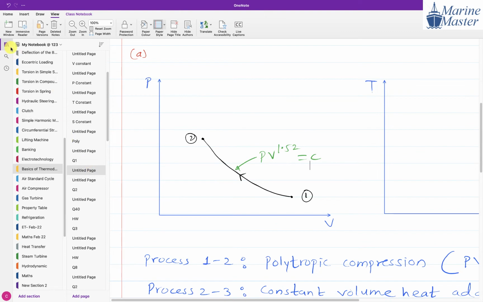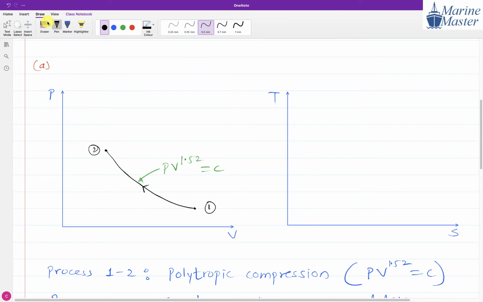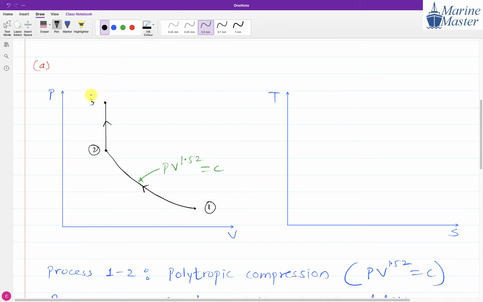So what will be the scenario? Process 2 to 3, constant volume. Constant volume means what? How to draw that on the PV diagram? That will be a straight vertical line upward. So we will have 2 to 3, constant volume process.